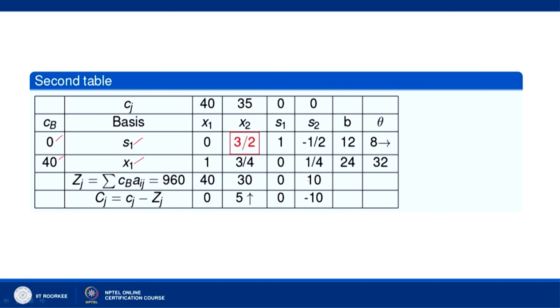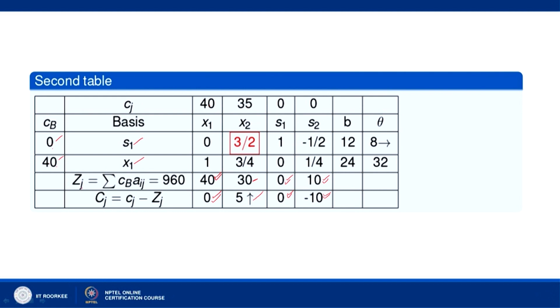Now, we find again Zj. So, Zj is sigma Cb Aij. So, 0 into 0 is 0, 40 into 1 is 40, total is 40. So, we get 40 here, and then 40 minus 40 is 0. Then we get 0 into 3 by 2 is 0, 40 into 3 by 4 means 30. So, 30 is here, total is 30, and 35 minus 30 is 5. Then 0 into 1 is 0, 40 into 0 is 0. So, we get total 0, 0 minus 0 is 0. Then 0 into minus half is 0, 40 into 1 by 4 is 10, total is 10. So, we get 10 here, 0 minus 10 is minus 10.